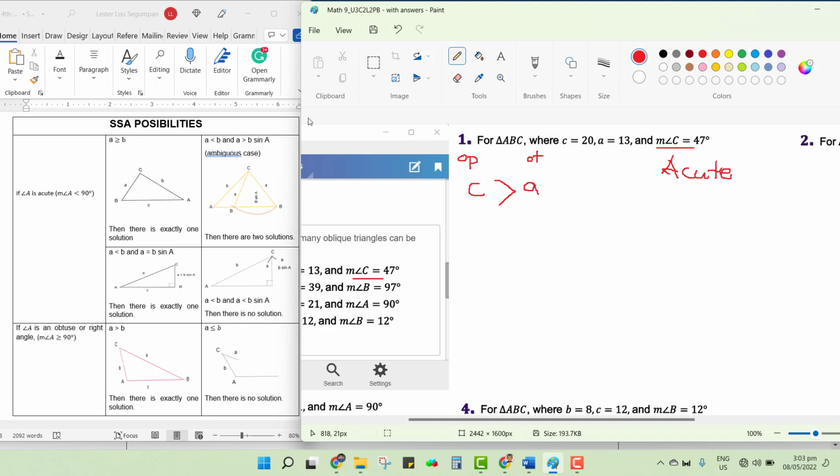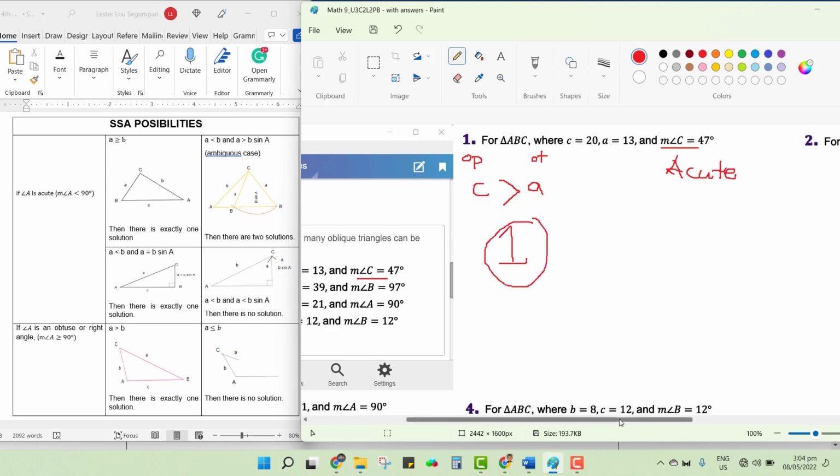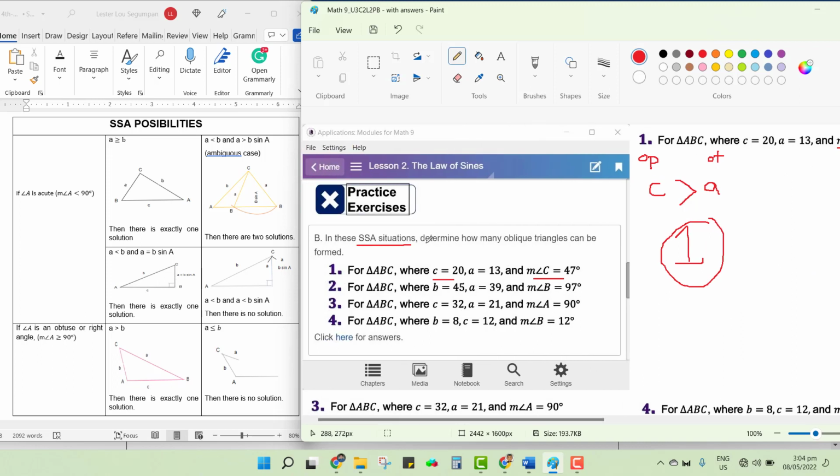Now, looking at our SSA possibilities, we only have one situation that tells us whether A is greater than or equal to B. In this situation, we could only say that there is only one triangle that can be formed with these situations. Again, do not be confused. We are not yet solving. We are just determining the number of oblique triangles that can be formed in this given situation.